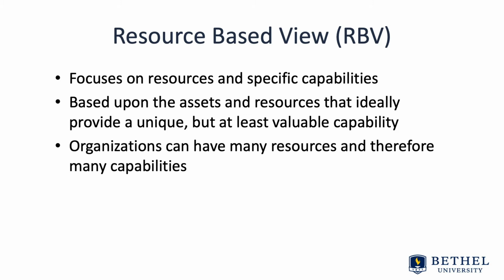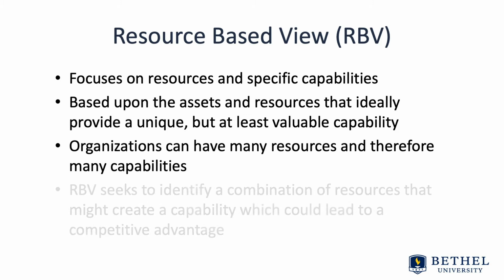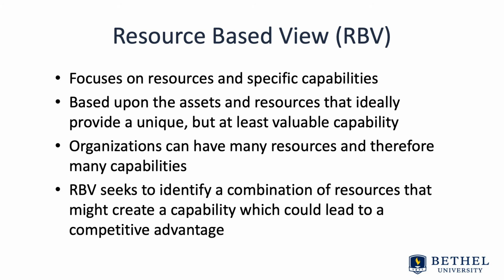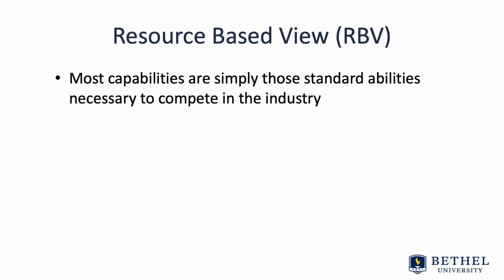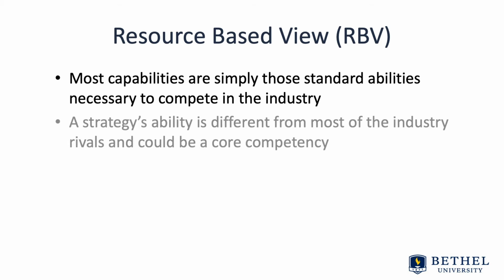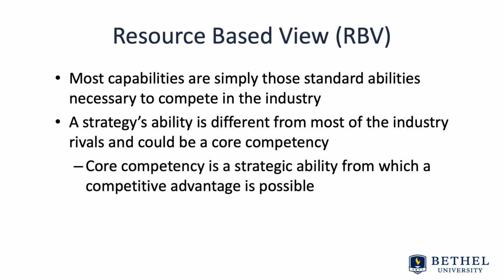The major distinction between the IO theory and the resource-based view RBV is that the resource-based view specifically seeks to identify a combination of resources that might create a capability which could lead to a competitive advantage. However, most capabilities are simply those standard abilities necessary to compete in the industry. For example, all pizza restaurants have cooks and ovens to make and bake pizzas. A strategy's ability is different from most of the industry rivals and, given certain criteria, could be a core competency. This core competency is a strategic ability from which an advantage, specifically a competitive advantage, the ability to outperform rivals, is possible.